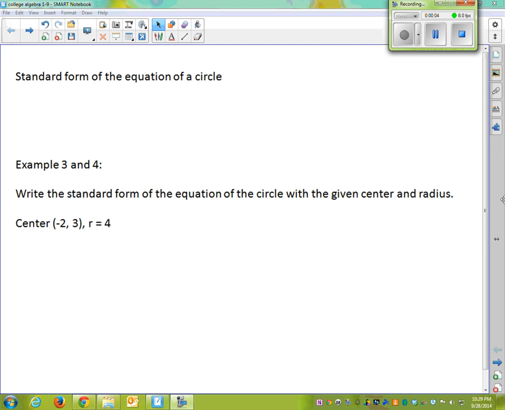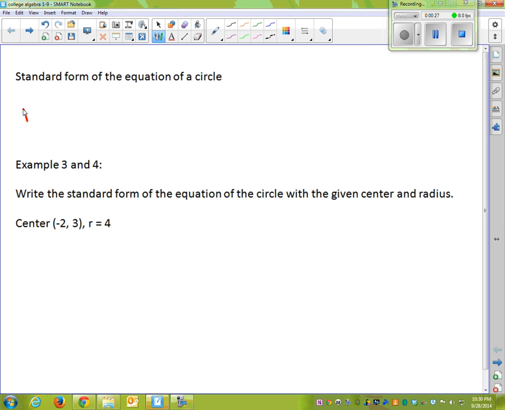College Algebra, Lesson 1-9, Equations of a Circle. Just like a straight line has a standard equation, or a point-slope equation, or a slope-intercept equation, a circle also has those equations. We're going to start with the standard form of the equation.